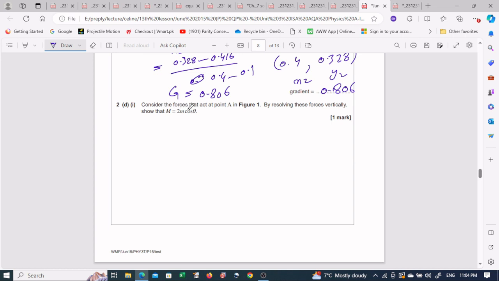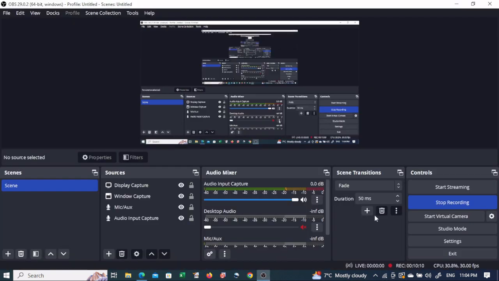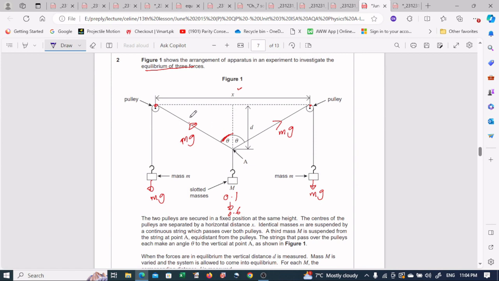Now consider the forces that act on the point A. By resolving these forces vertically, show that M is equal to... we have to prove this. Diagram. There are two forces. One force is acting towards this right side. So there are two components of this force. This force is equal to mg. One component is the sine component, mg sin theta, the horizontal component, and this component is mg cosine theta, that is acting upward.